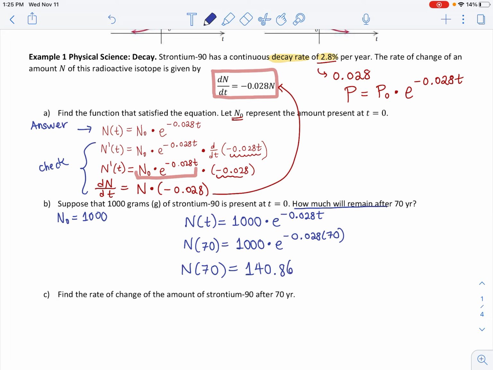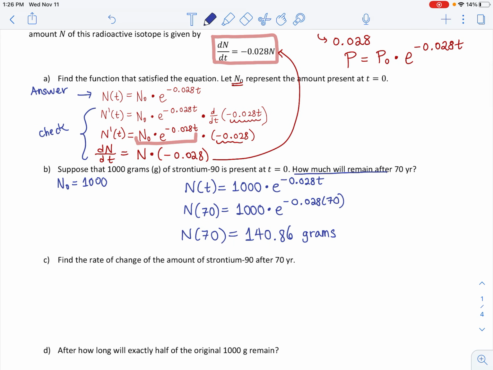When I typed that in, I got 140.86 grams remaining, or present, after 70 years. So we started with 1,000 grams. So in 70 years, we still got a little bit, but it's not as much. The amount decreased. All right, let's do one more.